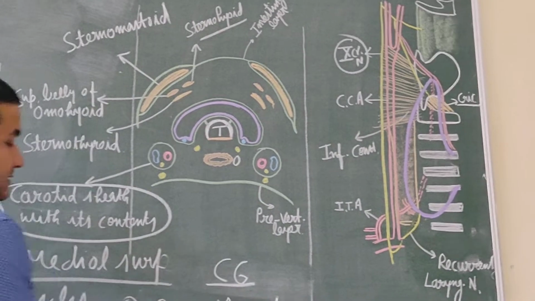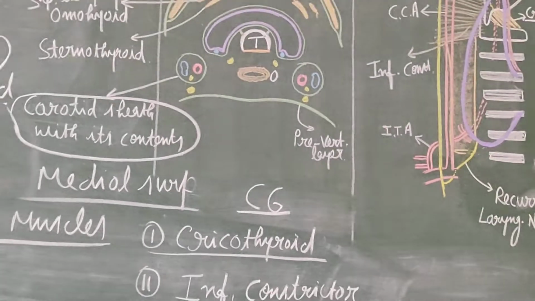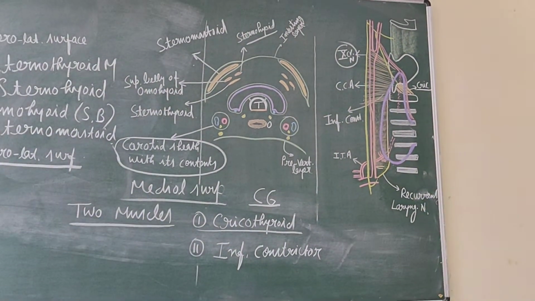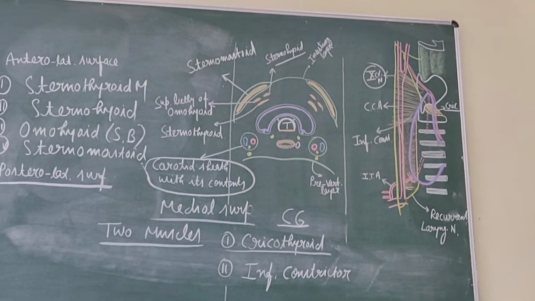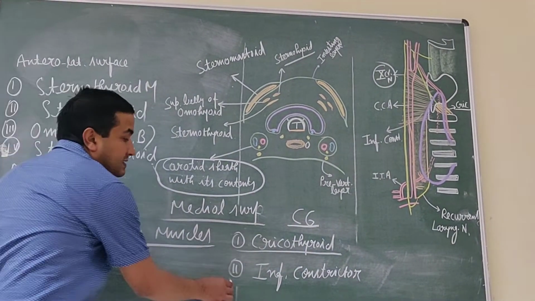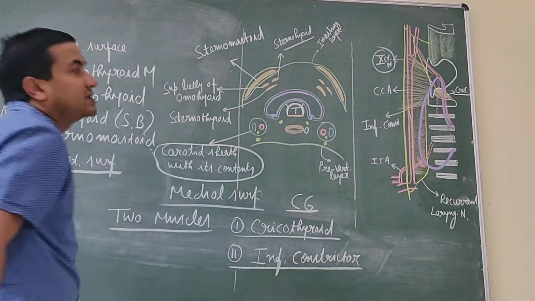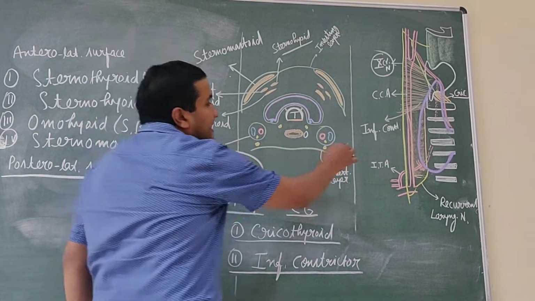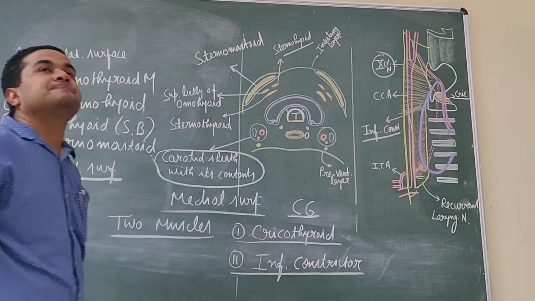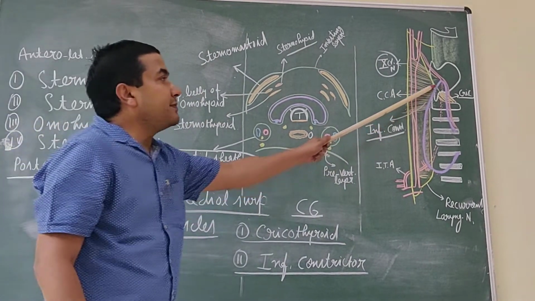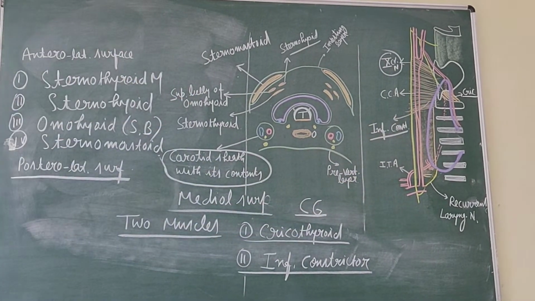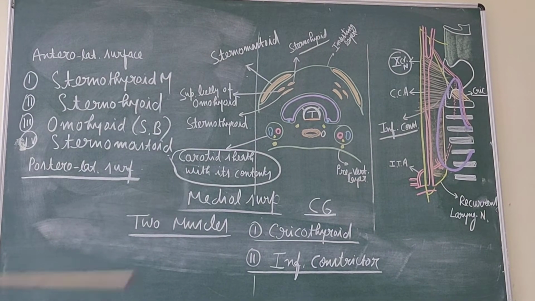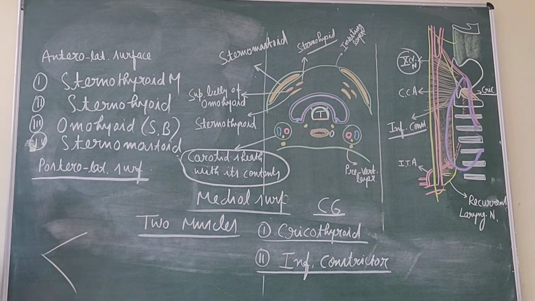So the first muscle, the cricothyroid, is related with the medial surface of the lobule of the thyroid gland. Now the second muscle is the inferior constrictor of the pharynx. This fan-shaped inferior constrictor muscle is related with the medial surface of the thyroid gland. Now this medial surface is related with two cartilages.